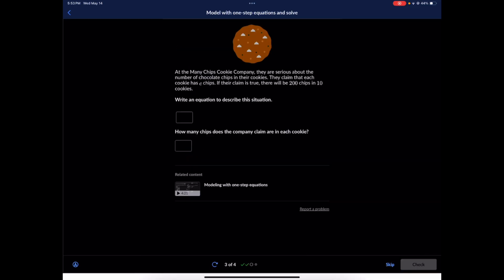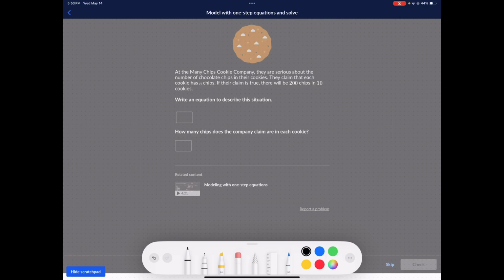Okay, the Many Chips company, they're serious with the number of chocolate chips in their cookies. They claim that each cookie has C chips. If the claim is true, there will be 200 chips in 10 cookies. So let's take a look at this.